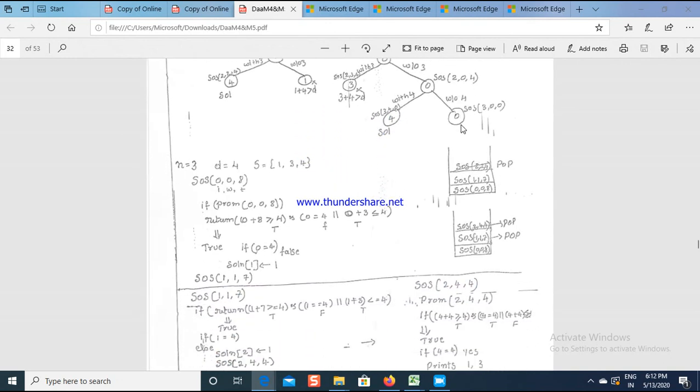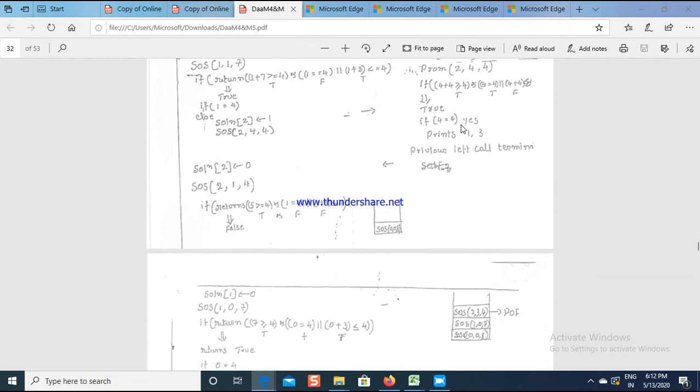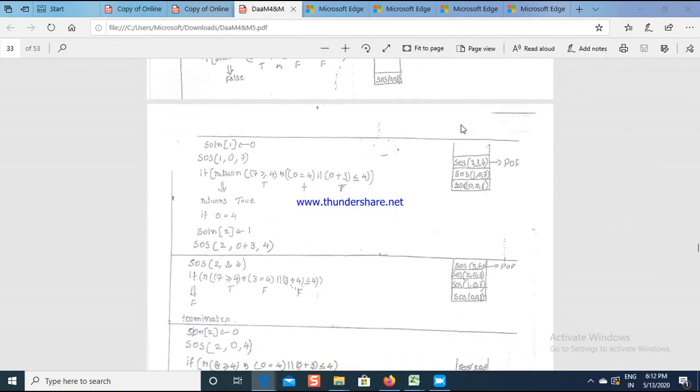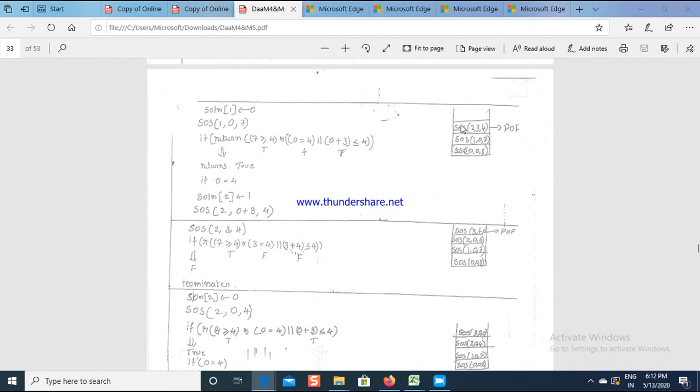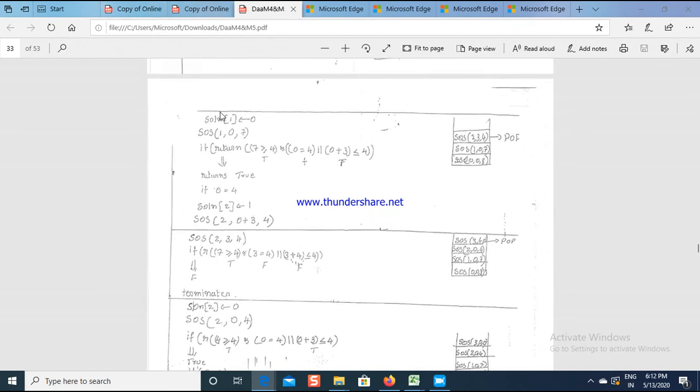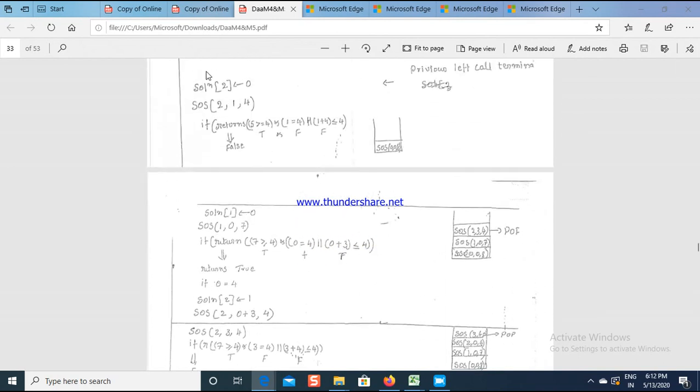Whenever you make a right call, you make solution of i equal to 0. You remember this point. Whenever you are making a right call, see here, solution of 1 I have made 0. Here also we have made the right call, no? So solution of 2 I have made 0. So whenever a right call is made, this will become 0. Now 107 has to be pushed onto the stack.